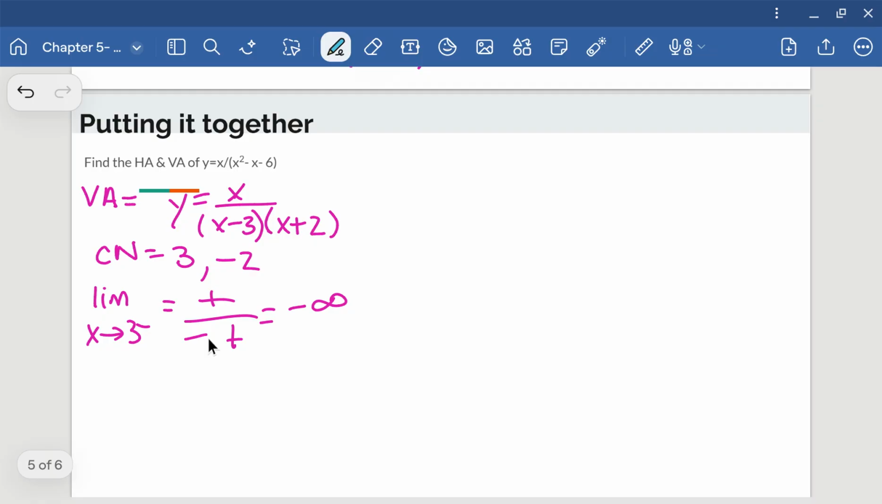Then we'll do the same thing and take a look at your limit as you approach 3 from the right-hand side. And if we do that and plug it in, you still have a positive value in the numerator since 3 is positive. And then in the denominator, that first binomial will be positive, the second one would be positive, so you're heading towards positive infinity from the right.